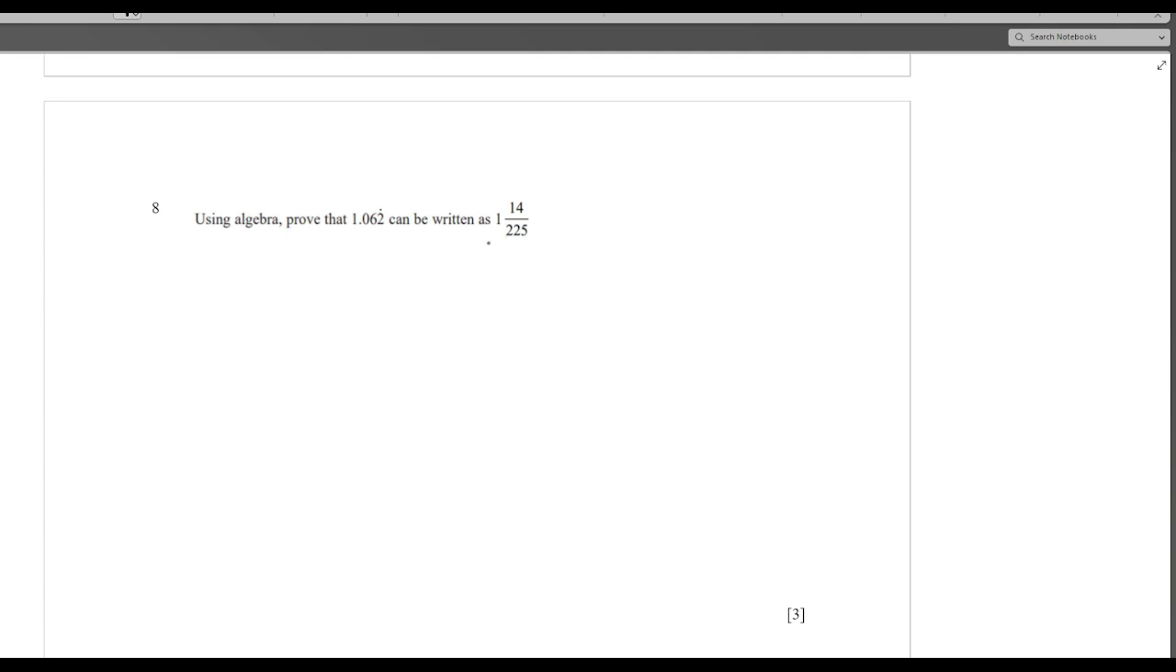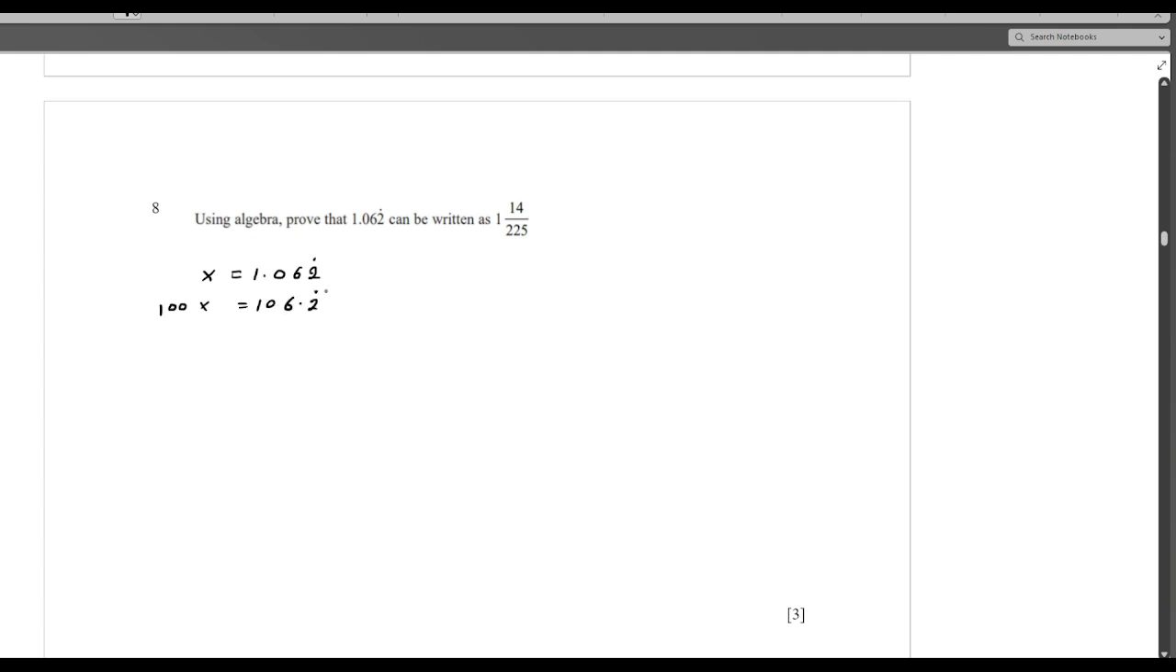Okay, next question. Using algebra we have to prove that 1.06 with 2 repeating can be written as a fraction. So let us start with x as 1.062 recurring. Then you multiply this by 100, and you will get 100x, which is 106.2 recurring, and then you multiply this by 10 again, so you will get 1000x, which is equal to 1062.2 recurring.